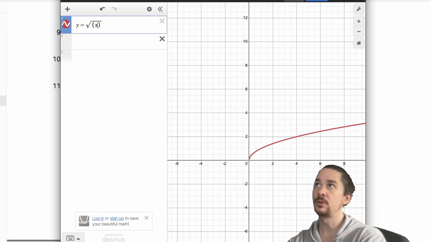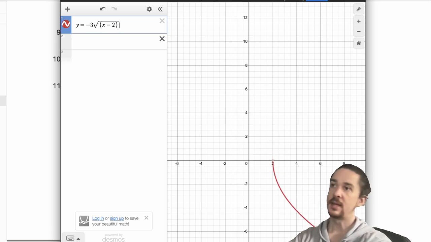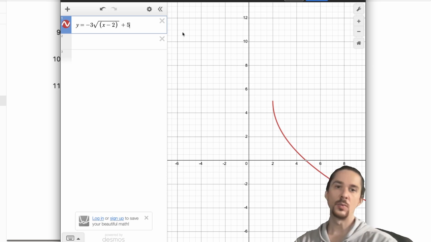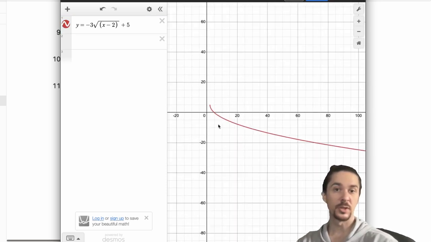If we start with y equals the square root of x, first we can shift it by 2 in the positive x direction. Then we flip it upside down, and then we stretch it by a factor of 3, and then we move it up by 5. And this is what we get. And if we zoom out, we can see a bit more. It is really just a sideways parabola. We're just taking 1/2 of it.